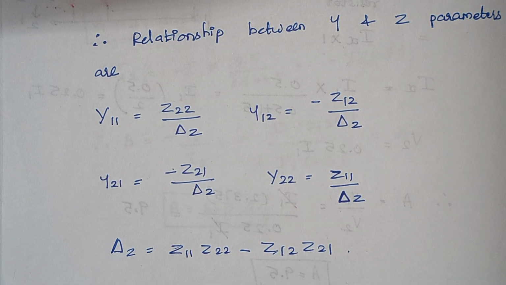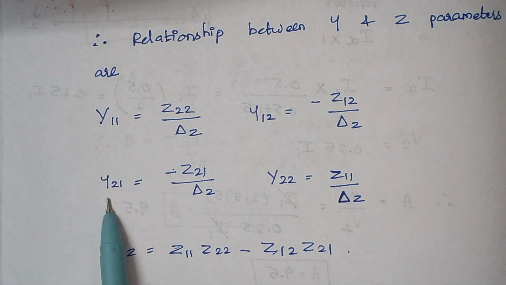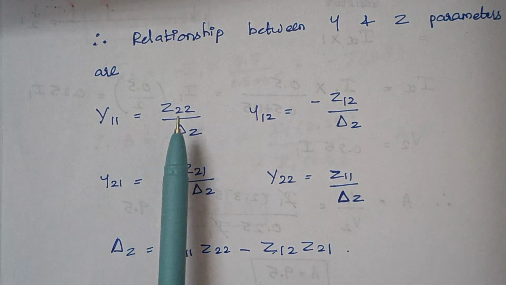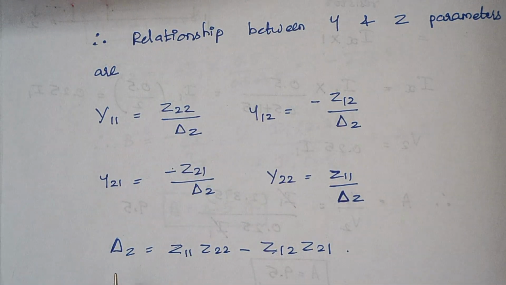Finally, here we have calculated the relationship between y and z parameters. So finally, you see all y parameters are expressed in the form of z parameters, provided the value of del Z is Z11 Z22 minus Z12 Z21.